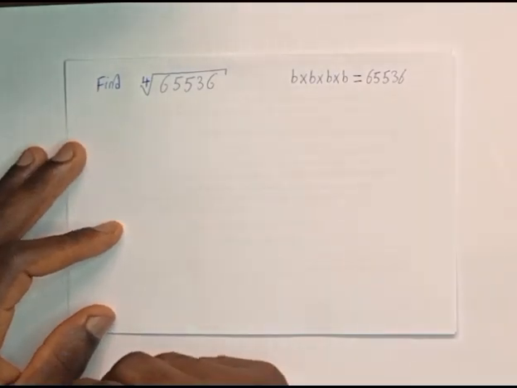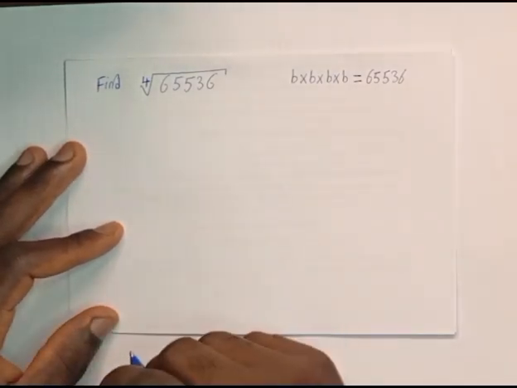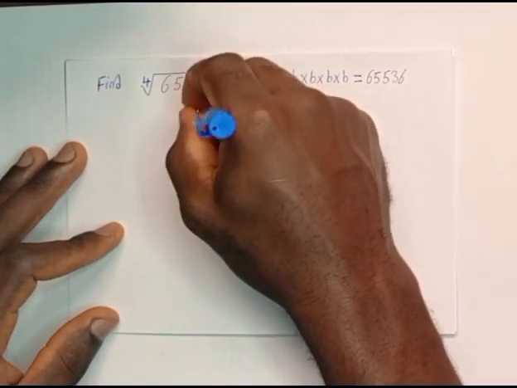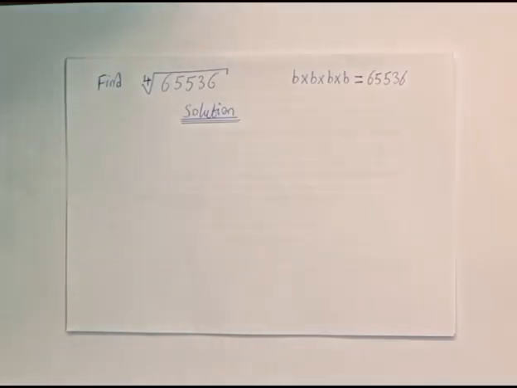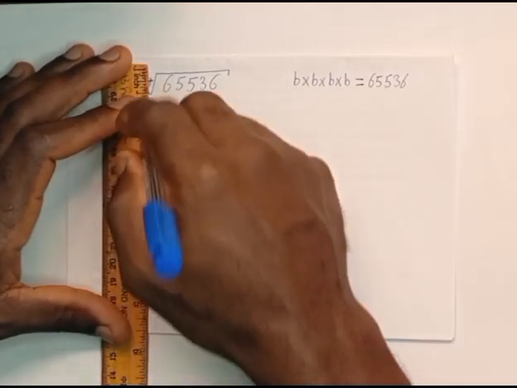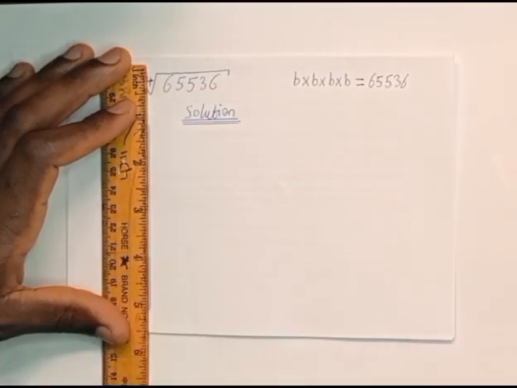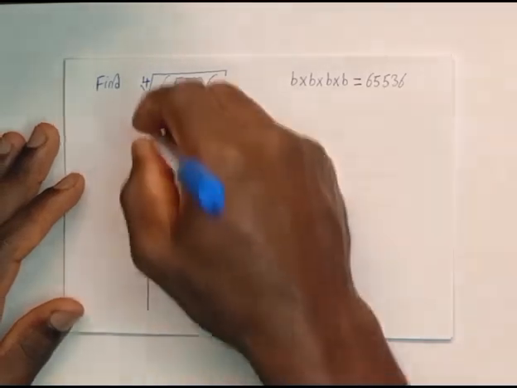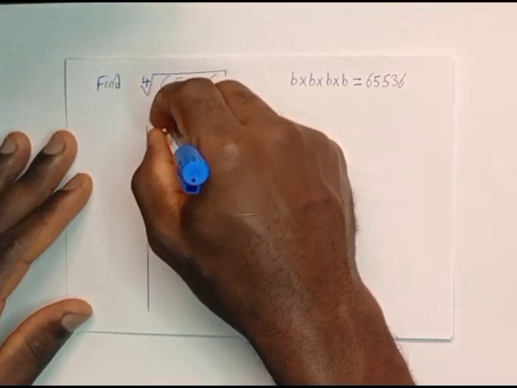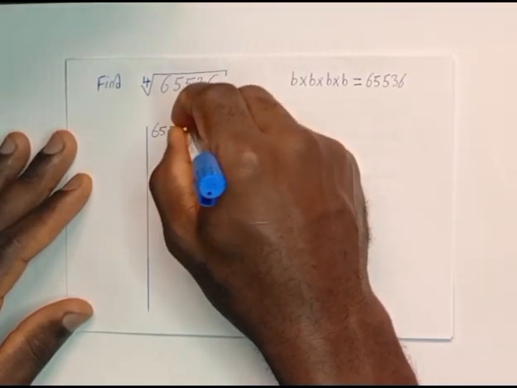For us to answer this question, we are going to make use of the tabular method. We take down the solution. Making use of the tabular method, the first column carries the prime factors, while the second column carries the results right down to 1 after performing the division. Write down the number 65,536.